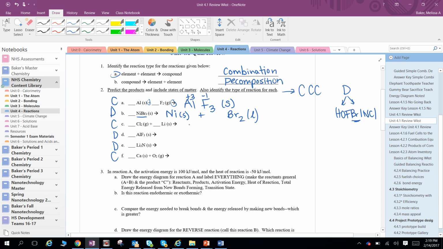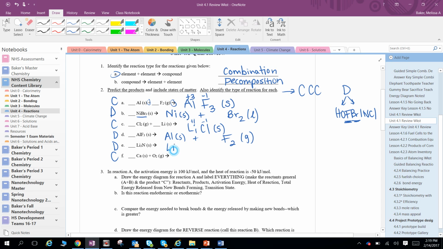Letter C, lithium and chlorine are combining, so we've got to check charges. Lithium's a +1, chlorine's a -1, so that means that this is a solid ionic compound, just like letter A. Letter D, if aluminum and fluorine are breaking apart, check Hofbrinkel, and fluorine gets a 2. Aluminum is a solid metal, fluorine is a gas.